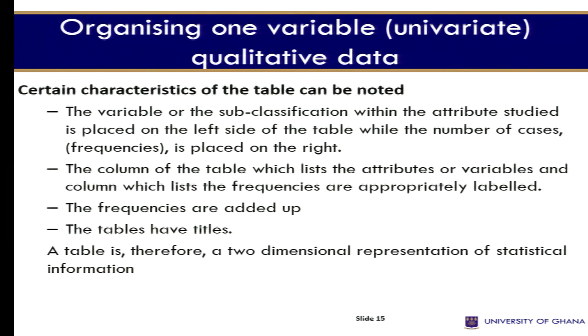Now, you have to take note of certain characteristics of tables. The variable or the subclassification within the attribute studied is placed on the left side of the table, while the number of cases, that is the frequencies, are placed on the right-hand side of the table. Secondly, the column of the table which lists the attributes or the variables and the column which lists the frequencies are appropriately labeled. Thirdly, the frequencies are added up, and then the tables have titles. Now, a table is simply a two-dimensional representation of statistical information, as we have already seen.